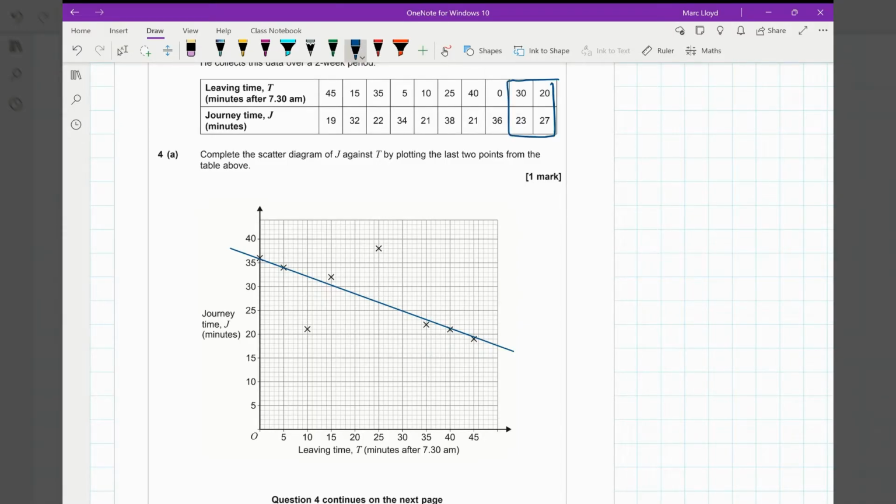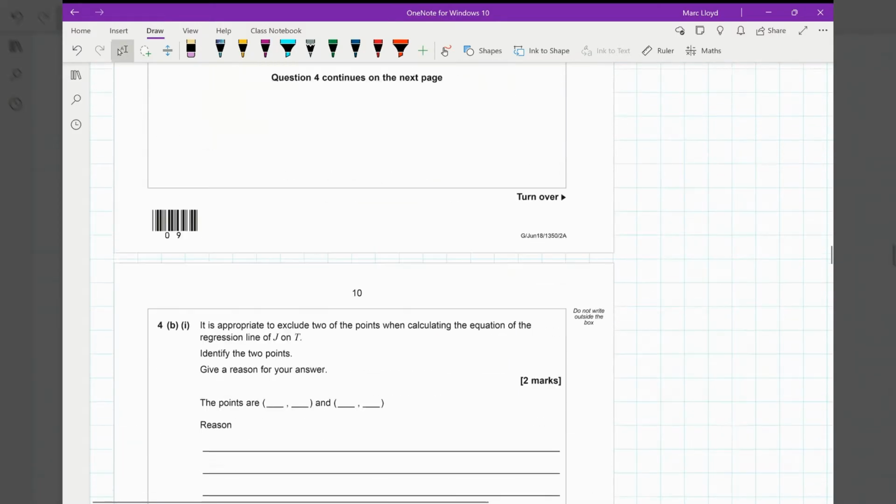So 30 goes up to 25, which is into there. And then 20 to 27. 28, 27, just like that. Okay, happy with that. So maybe my regression line needs to change now that I've drawn that. That's fine. I'm okay with it. So an easy mark really for plotting those. Let's go to part B.